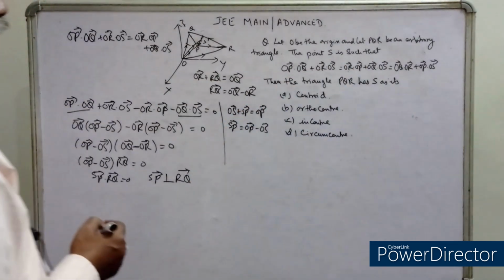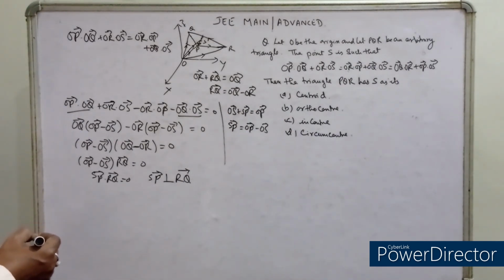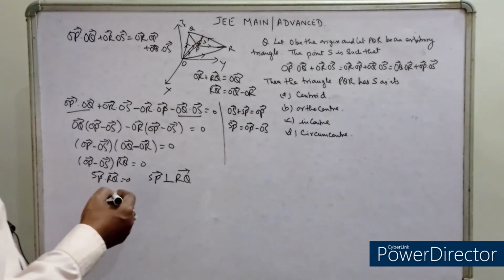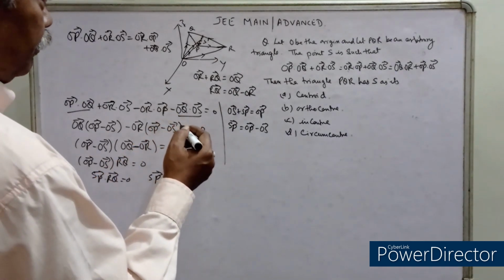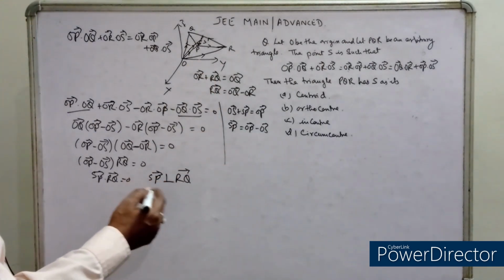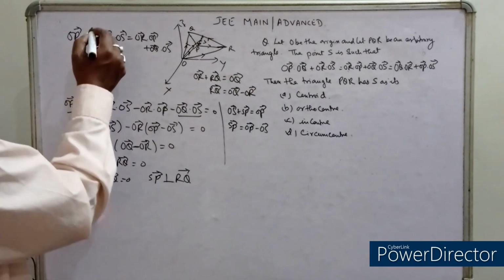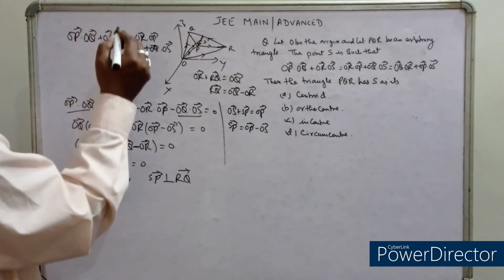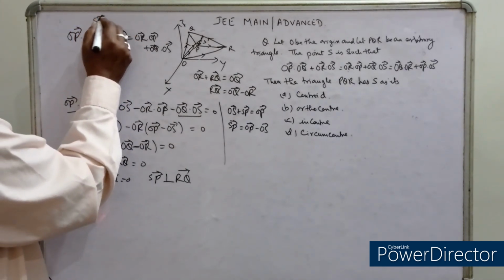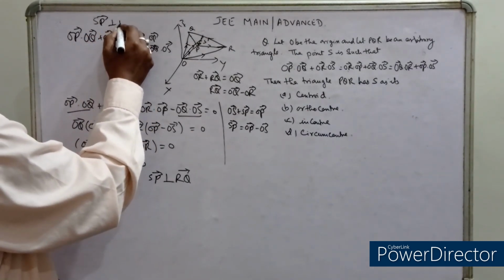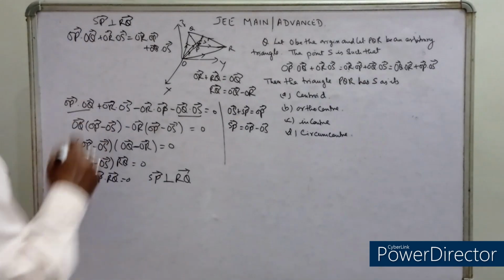Similarly, from the other options, I can find the same. The result I got here is that SP vector is perpendicular to RQ vector. This is the result I have got.